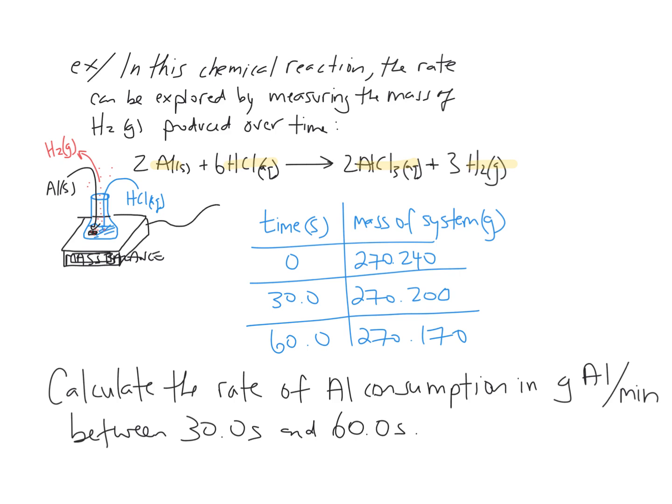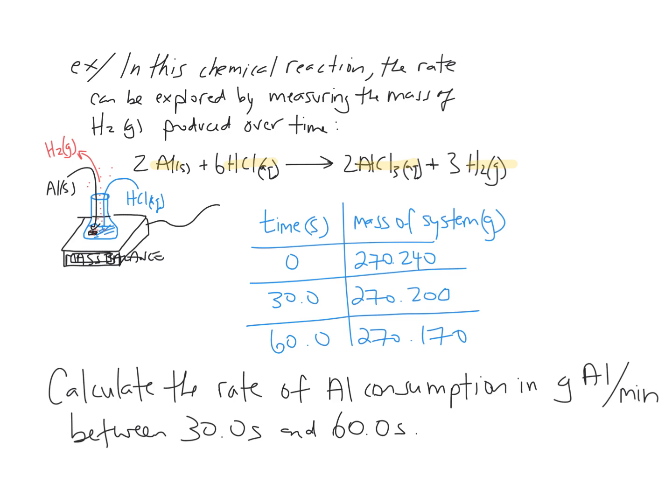Mass balance is a fancy word for a scale, like a digital scale. On a mass balance, we are conducting this reaction in a flask. We mix the stuff together: aluminum, see the little aluminum solid in there, and aqueous HCl. It's producing hydrogen gas, which is escaping.